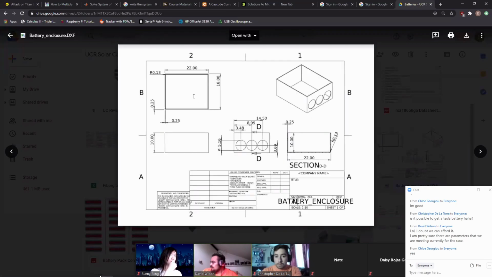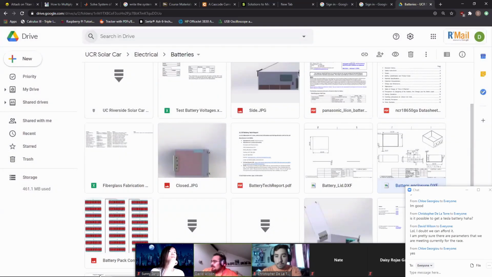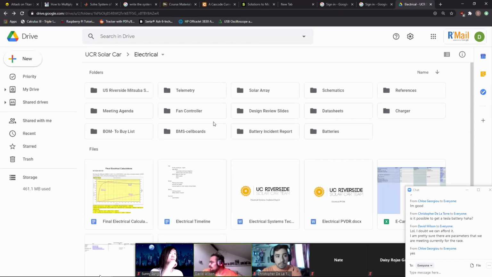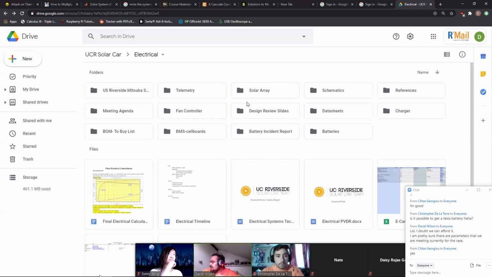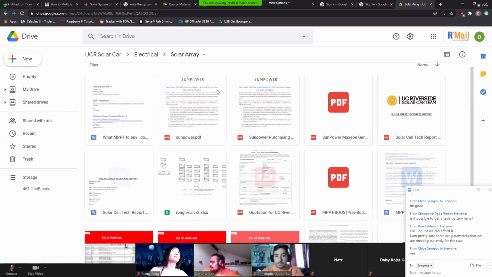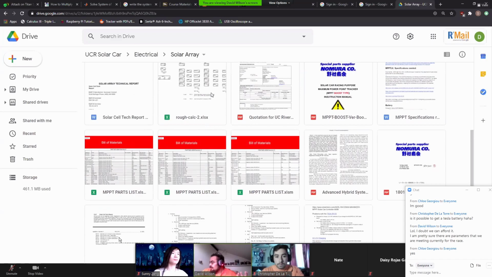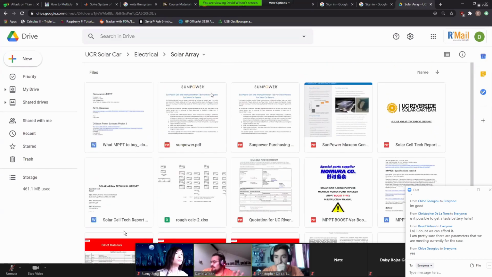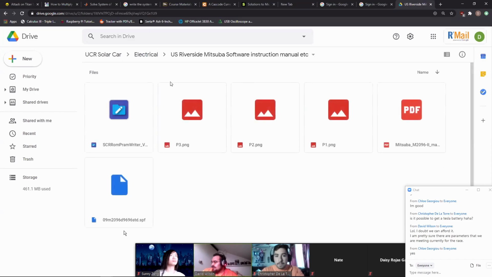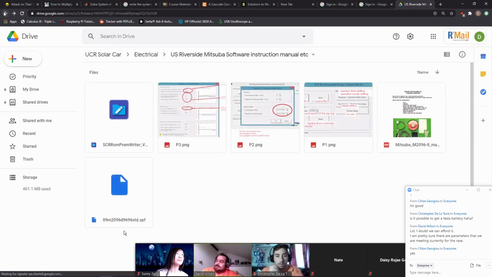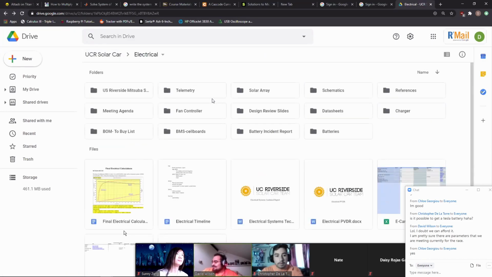More about the battery management system. Here's more information about specifically the solar array and all that sort of stuff. I'm actually going to cut it off right there. If you'd like to look in here, please feel free to. It was actually this one, I think. No, it wasn't. Okay. Yeah, you could just look through here.